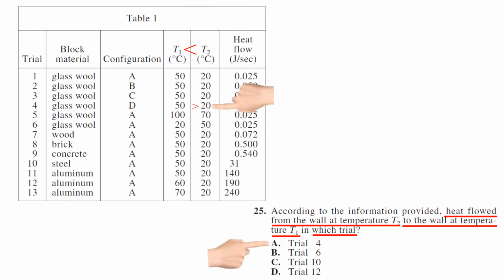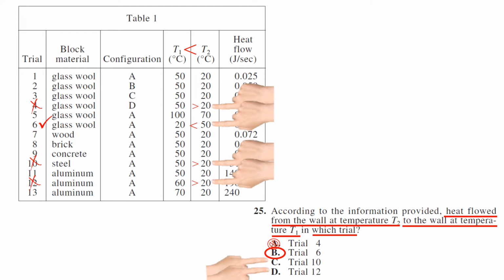Choice A, the temperature 2 wall is the smaller one, so that one's not correct. Trial 6, the temperature 2 wall is greater, so that one's going to be the correct answer. We can process of eliminate the other two to be sure. And the only one that stands out as different is choice B. And so that's the correct answer.